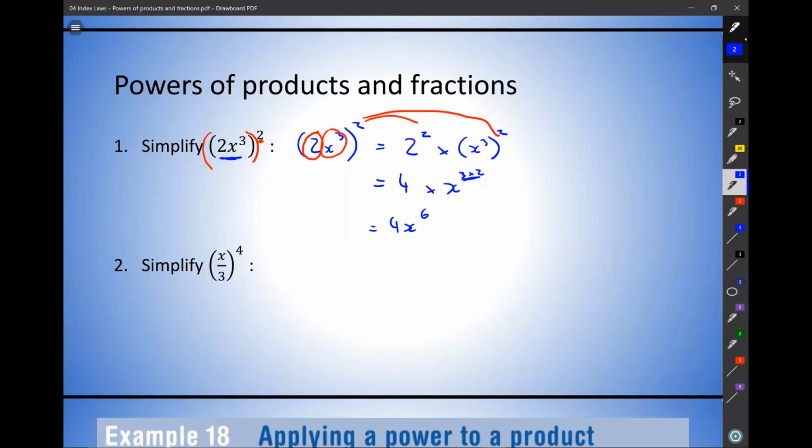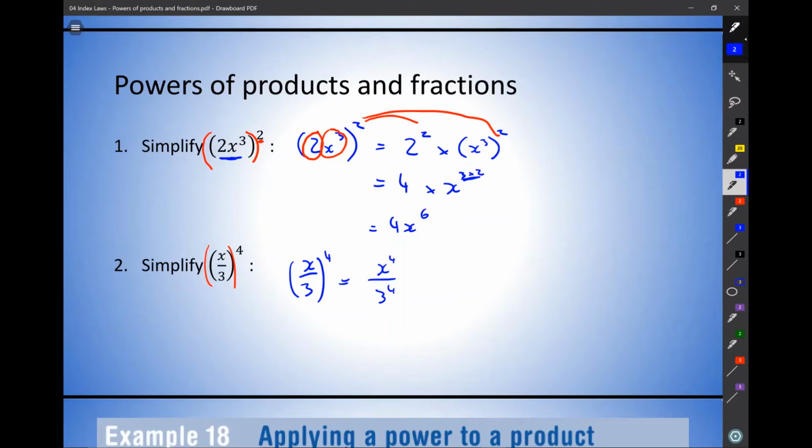Now, the other new thing we have to do is look at when we have a fraction here. x divided by 3, and the whole thing is to the power of 4. So similarly to the first question, we can actually take the thing on the top, make it to the power of 4, and take the thing on the bottom and make it to the power of 4.